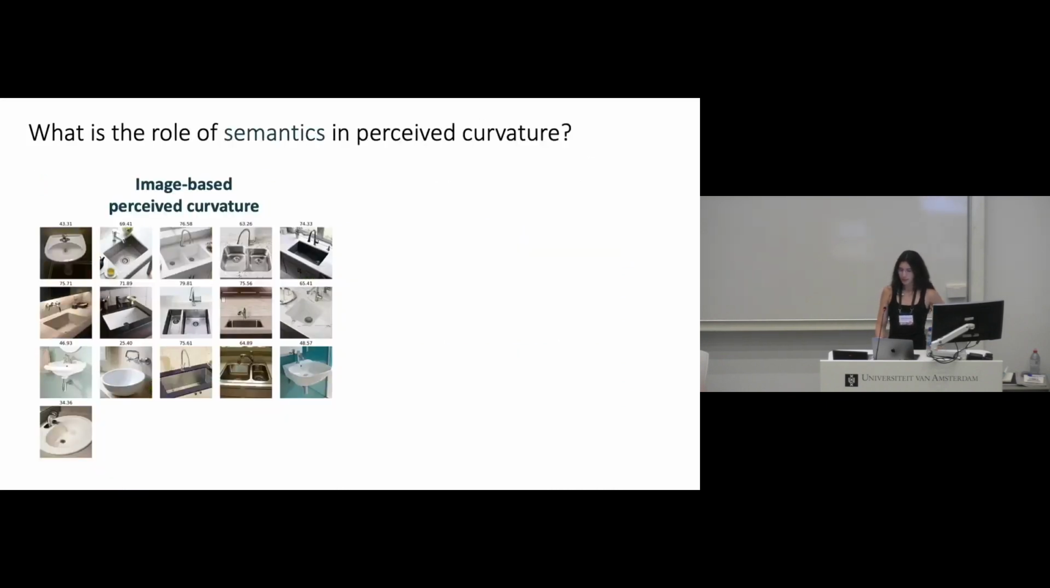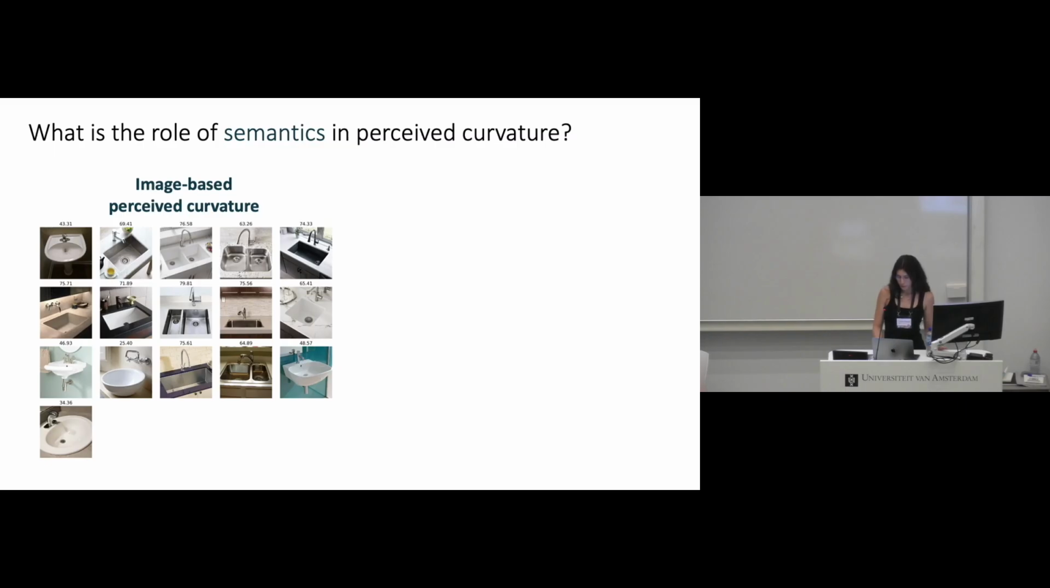So people base their curvature ratings on more global object contours, but is there also a semantic component to curvature, in the sense that even if the same object concept can be represented very differently across different image examples, our representation of perceived curvature is relatively stable?